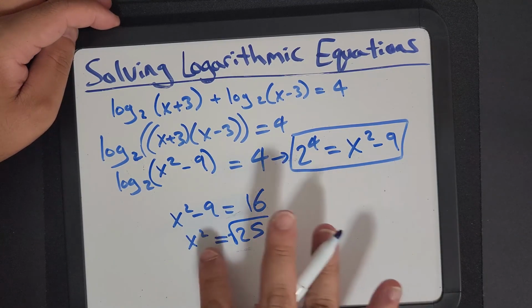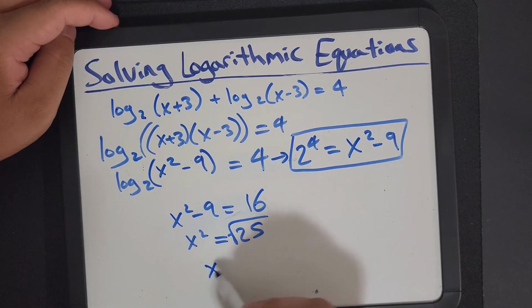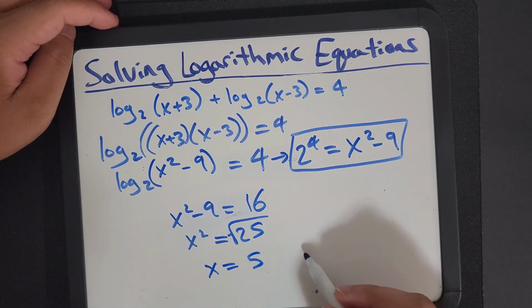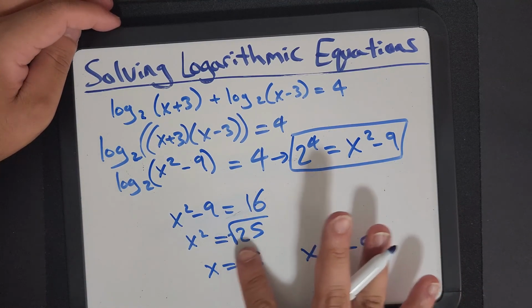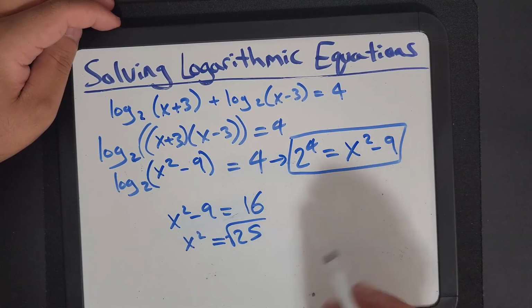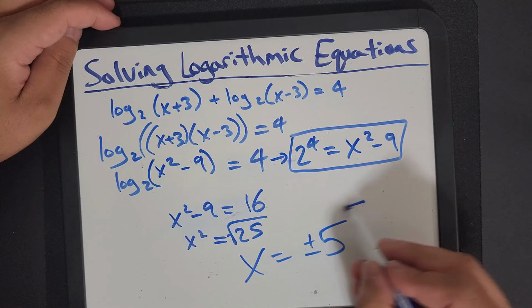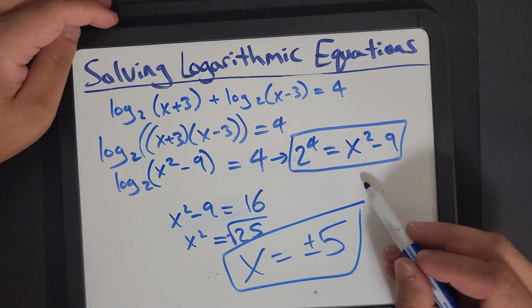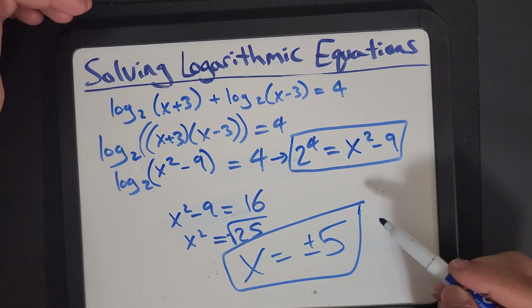Taking the square root of that, I can get x equals 5, or I can get x is equal to negative 5. So I can just write x is equal to plus or minus 5. And that is how we do the math.